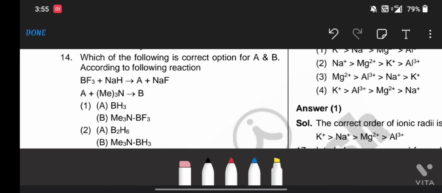Moving on to question number 14, they have asked which of the following is the correct option for A and B. According to the following reaction, they have given that BF3 plus NaH gives A plus NaF. So what is A? We have to find. And in the second reaction, A plus Me3N gives B.